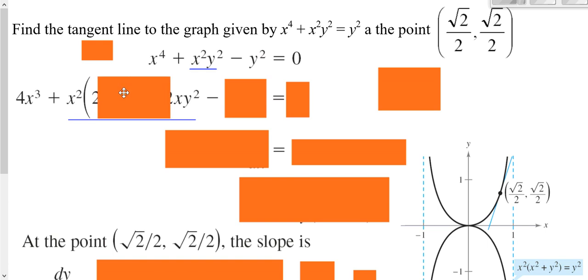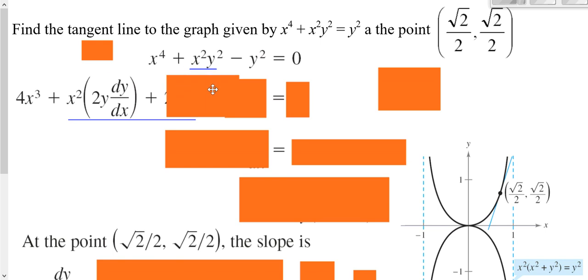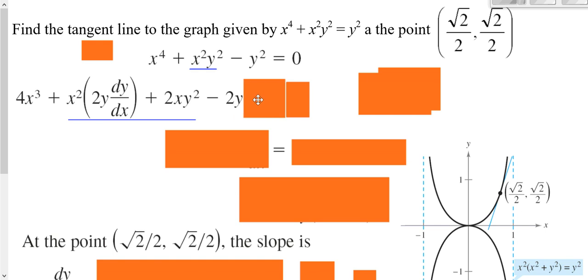Put the 2 in front, decrease it by 1, then you have to do chain rule, derivative of the inside, derivative of y with respect to x. And then you'd have to do the derivative of this here. So you put 2 in front, decrease it by 1, derivative of the inside, derivative of the y with respect to x. Derivative of the right side is 0.